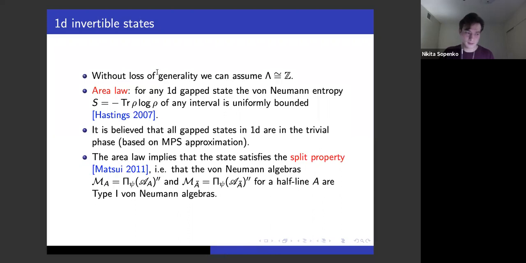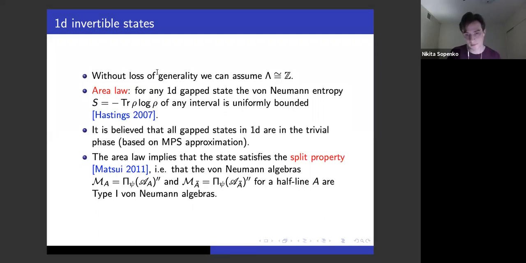A lot of intuition for physics comes from this fact, so people made a lot of predictions based on this assumption. But it is not enough to define the space of such states. For that, we have to consider infinite volume. And in that case, the fact that it can be approximated by a matrix product state is not enough.